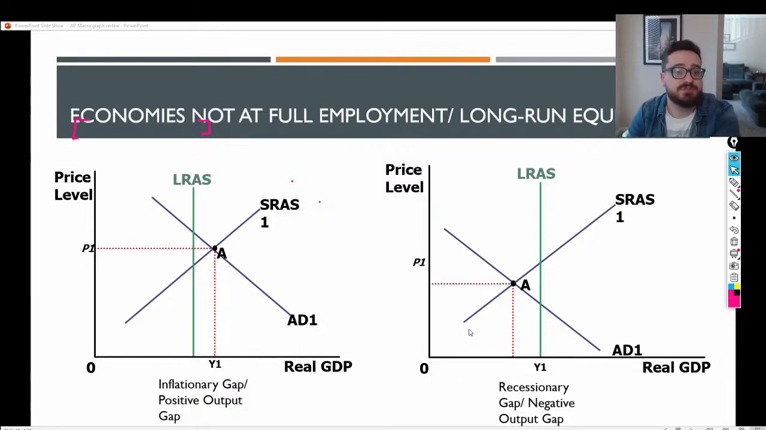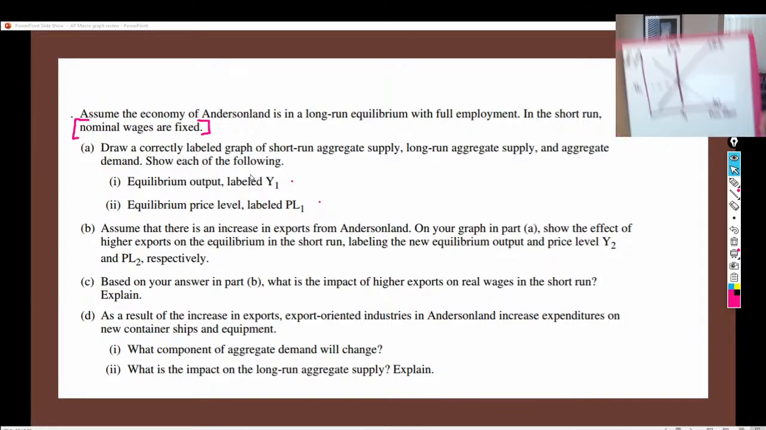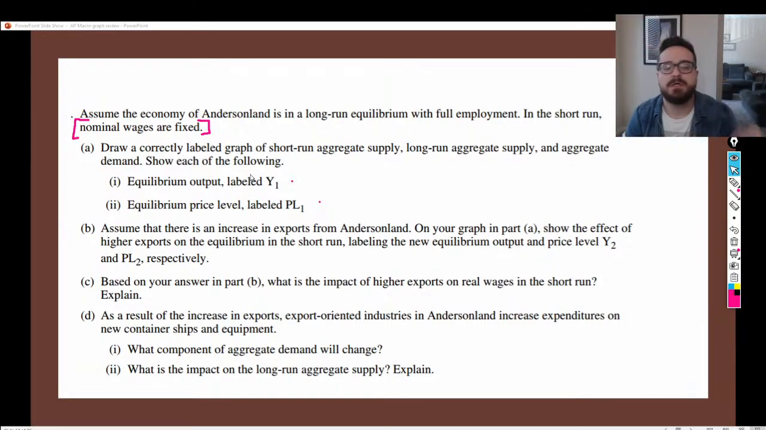They'll tell you to label two if it's a positive or a negative output gap. They'd be like, label full employment YF and label your current level of output Y1. They would tell you two things if there's going to be two X values to label. So that's very important to know on the AP exam, that they will drop hints like that. So even if I didn't see long run equilibrium, I can tell because it asked me to draw LRAS and it's only telling me there's one level of output. Boom, it's right there.